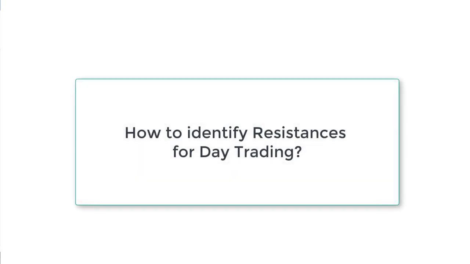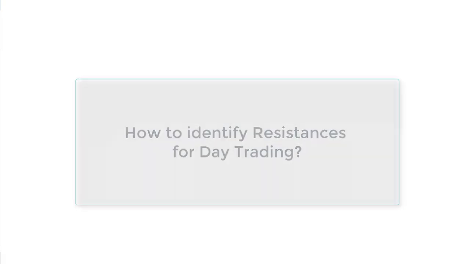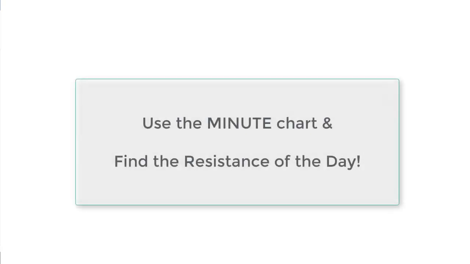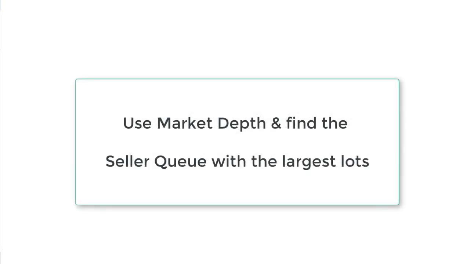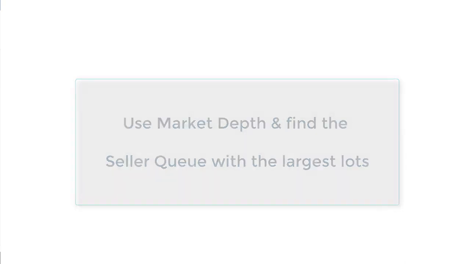How do we identify resistance? Now, identifying resistance is easier than support. Let's revisit the 2 concepts we had at the start of this video. First of all, let's roughly look at a mini chart again to find the resistance of the day. Let's also roughly look at the market depth and search for a thick queue at the seller side. Again, with these 2 foundations, you will roughly have a resistance price in mind, and then you will have to again observe the market depths.